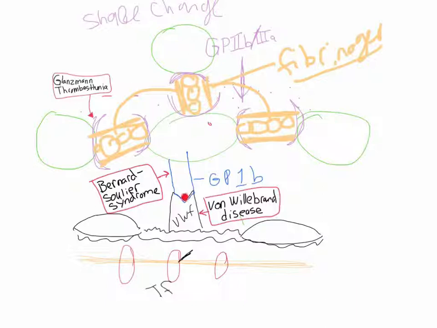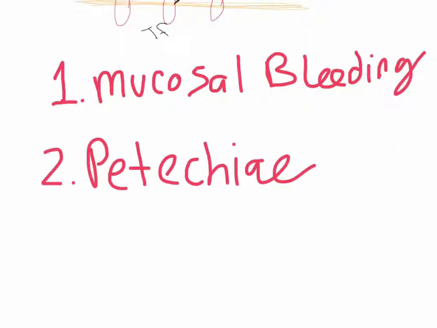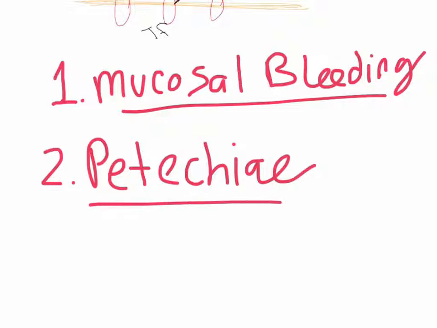So a defect or deficiency in von Willebrand factor, that's simple, is called von Willebrand disease. A deficiency in the GP1B receptor is called Bernard-Soulier, and a defect or deficiency in the GP2B3A is called Glanzmann thrombasthenia. Now, as a rule, when there's a defect in primary hemostasis, what you're going to see is mucosal bleeding and petechiae. So if you had von Willebrand disease, Glanzmann thrombasthenia, or Bernard-Soulier, you could look for things like mucosal bleeding: nosebleeds, coughing up blood (hemoptysis), GI bleeding, bleeding from the gums. Those would be mucosal surfaces. Then you would also look for petechiae.